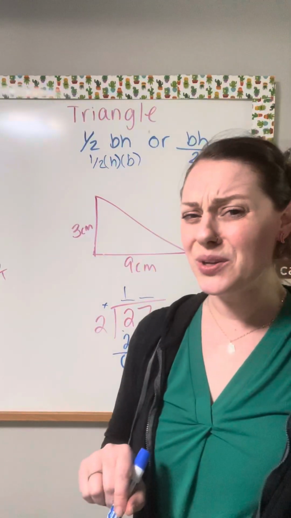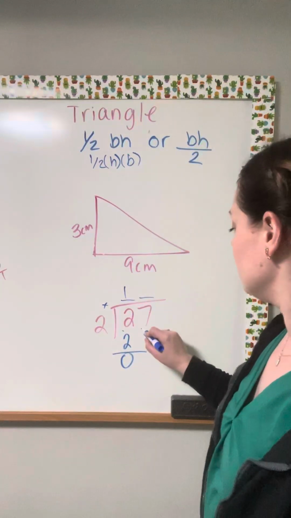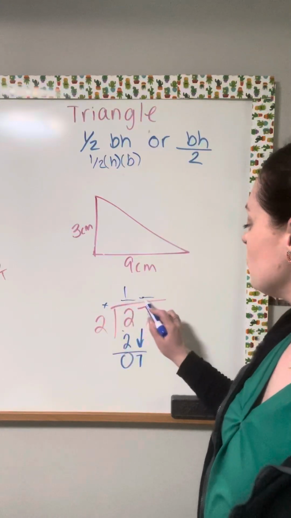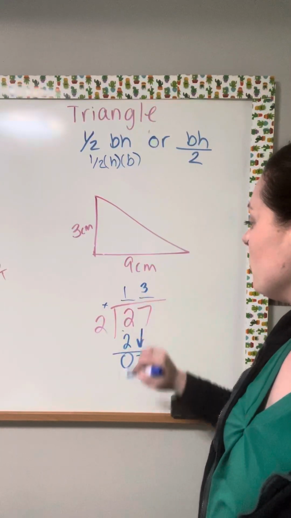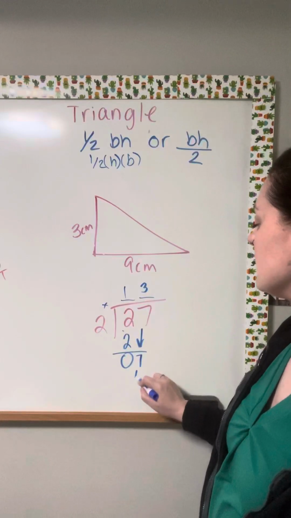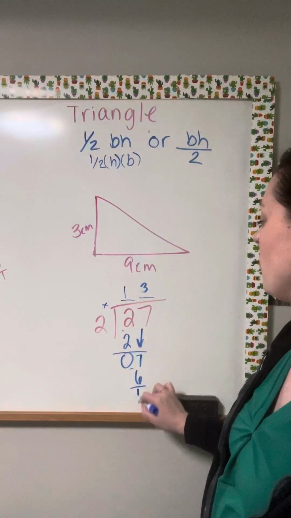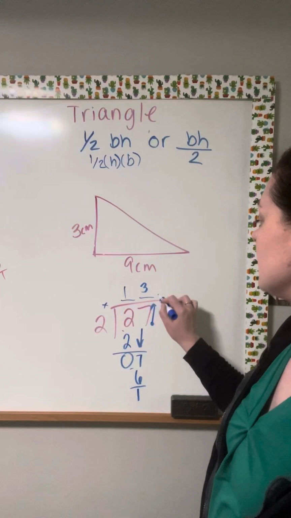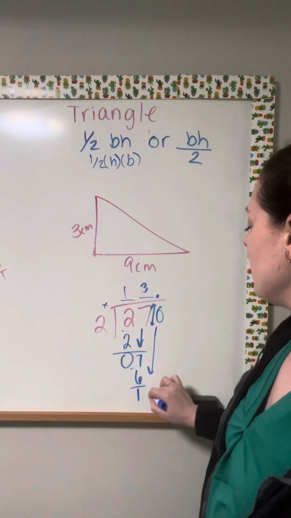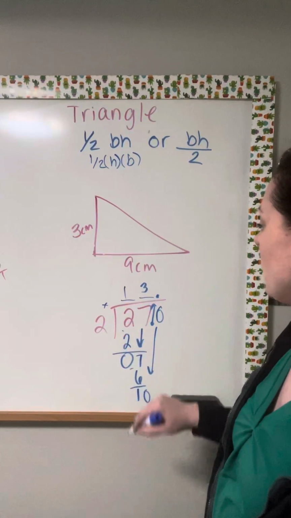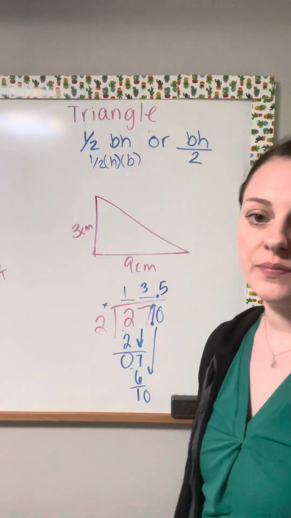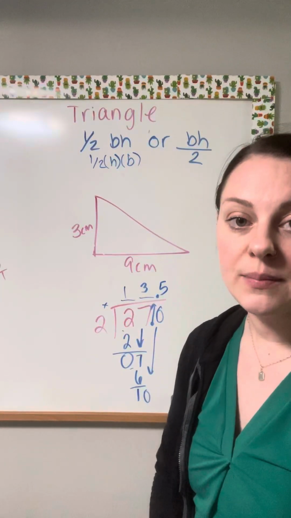If you need me to slow down, hit that. I think there's a button where you could make me go slower maybe. Bring down that 7. 2 times what gets me close to 7? 3. 2 times 3 is 6. I'm left with 1. I'm going to add a decimal and take it to the top, add a 0, and bring it down. 2 times what equals 10? 5. So 13.5 centimeters squared.